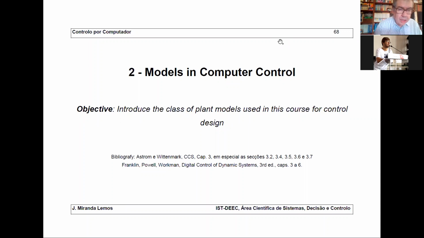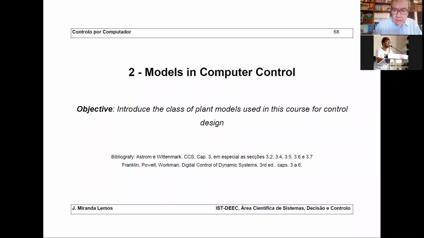So, good morning. This is a lecture on computer control. And today we are going to start studying basic notions about models. Okay? Models, as I said several times before, are essential. There is no engineering without models. You must rely on a model to do your design and to test your design.